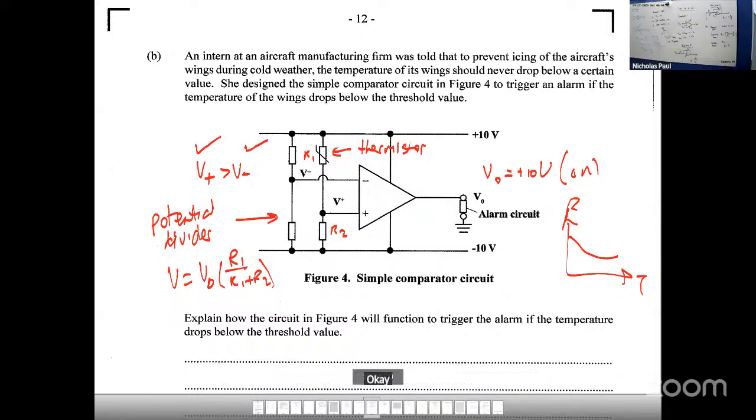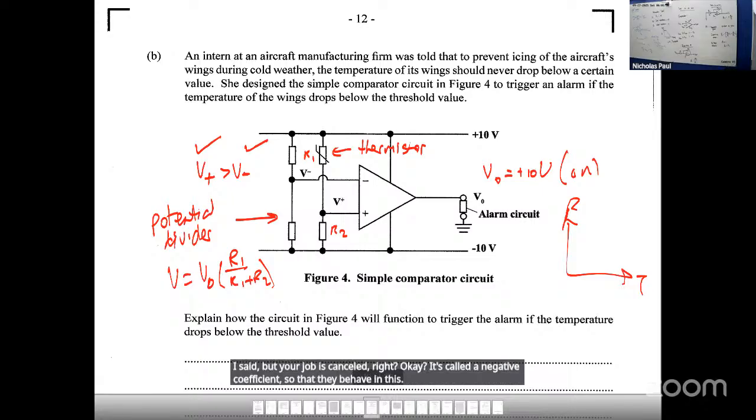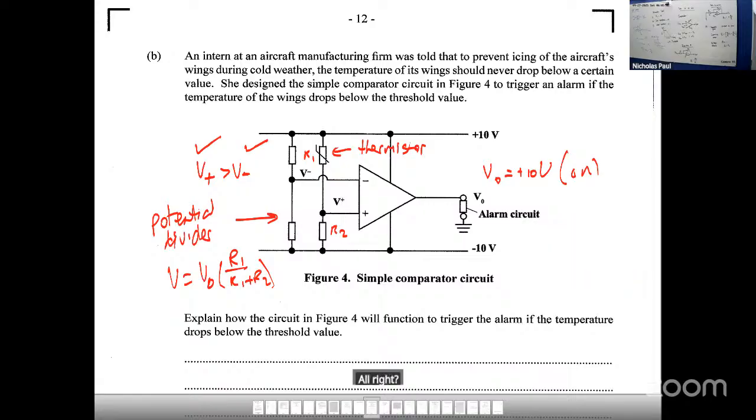Okay? And the other way around. As the temperature rises, resistance will drop. As temperature drops, resistance will rise. It's called a negative coefficient, so they behave inversely. The question didn't really specify, but the ones that we use are negative coefficient. So take this small explanation down.